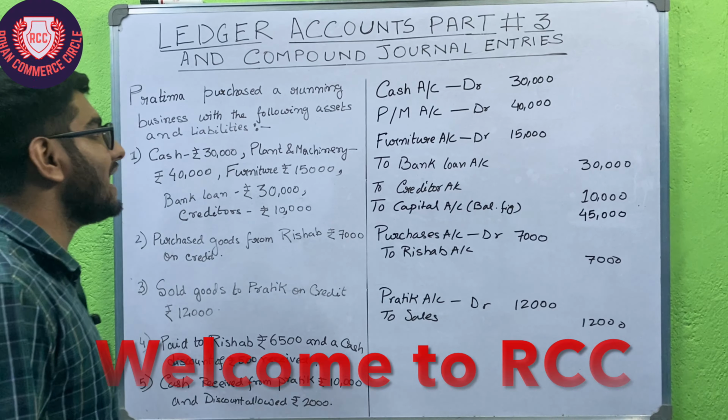So let me show you the example. The question is: Pratima purchased a running business with the following assets and liabilities. Now Pratima is purchasing a business. Mind it students, she is not starting a business, she is purchasing a business. So it has some assets and liabilities. The cash was rupees 30,000, plant and machinery rupees 40,000, furniture rupees 15,000. These are the assets which the business consists of. And the liabilities are bank loan which is 30,000 and creditor which is 10,000.